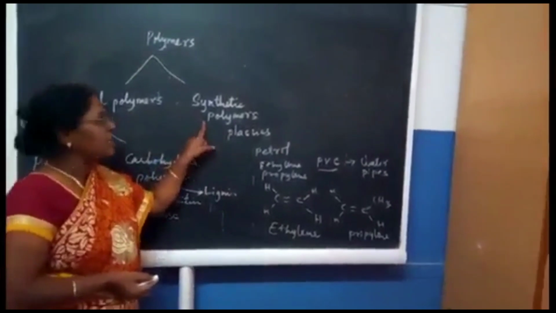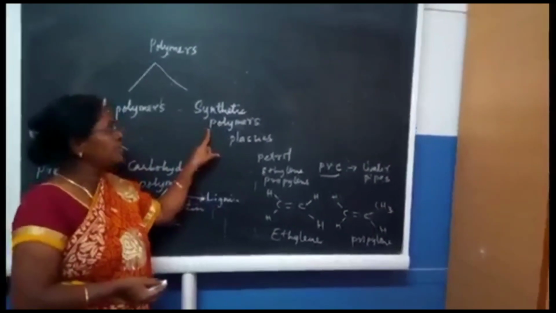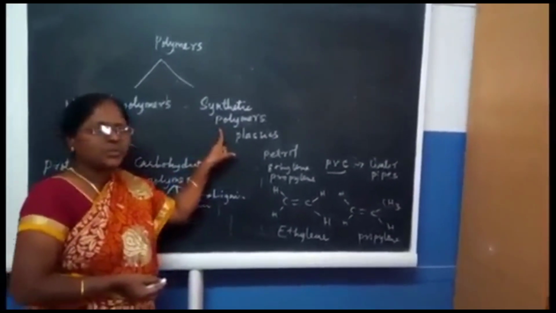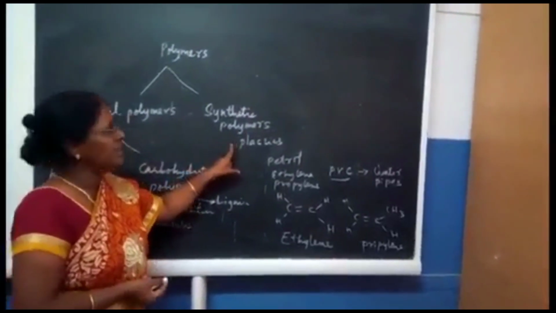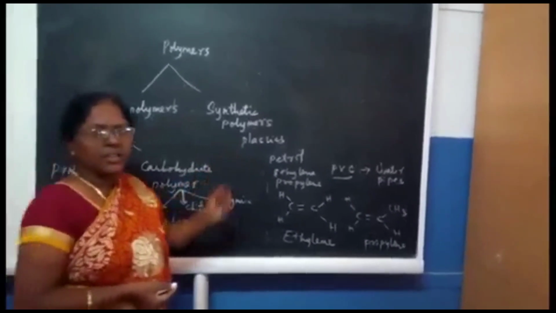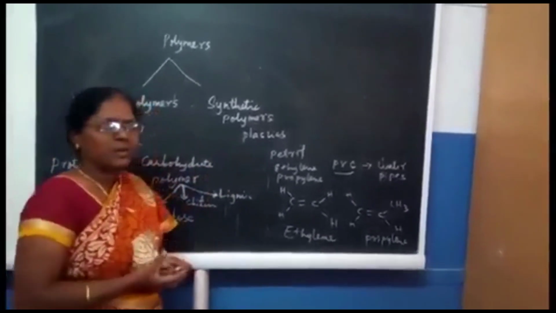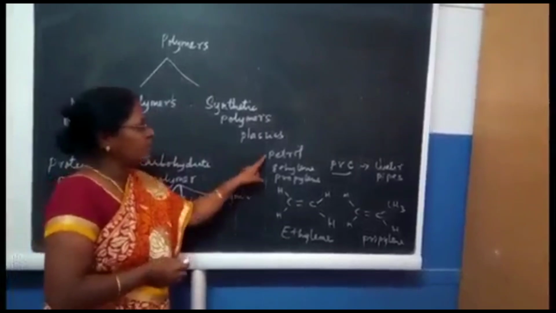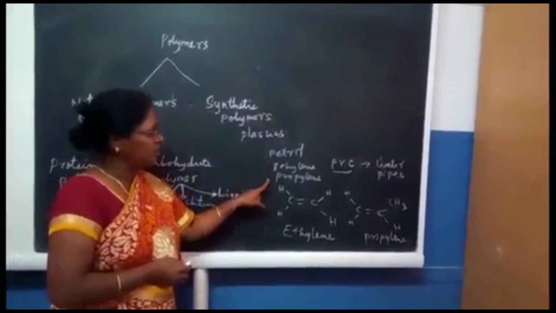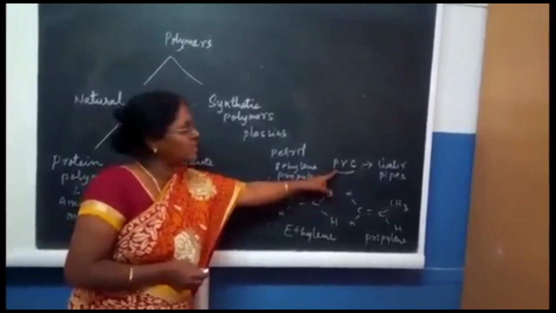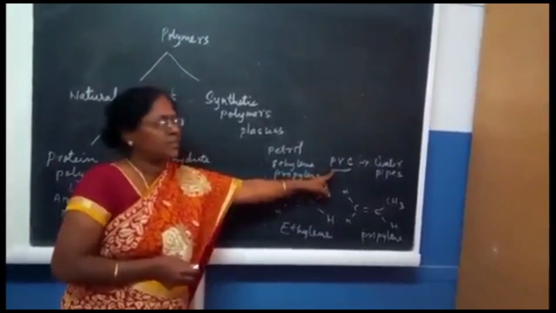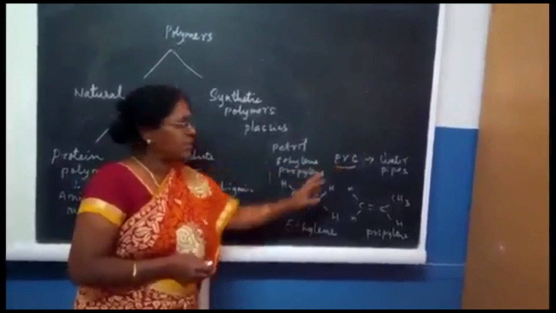So synthetic polymers are man-made polymers, and they are prepared using raw materials from petroleum oil and gases. Oil and gases are processed to prepare petrol, ethylene and propylene. And next one is PVC. This PVC is polyvinyl chloride. So it is used to prepare water pipes.